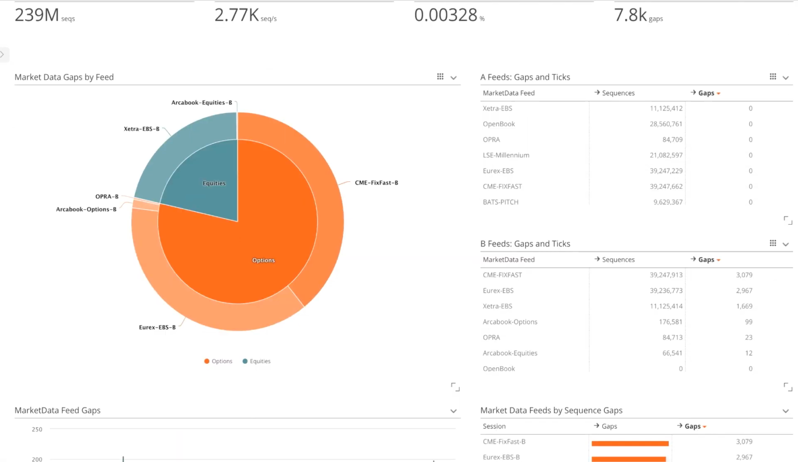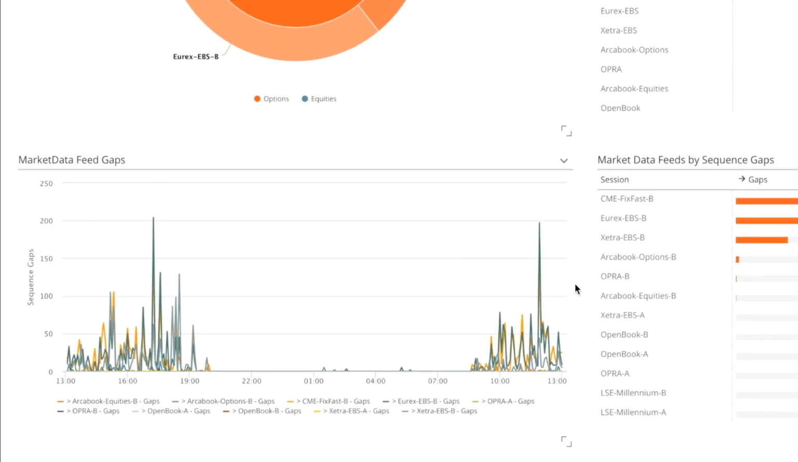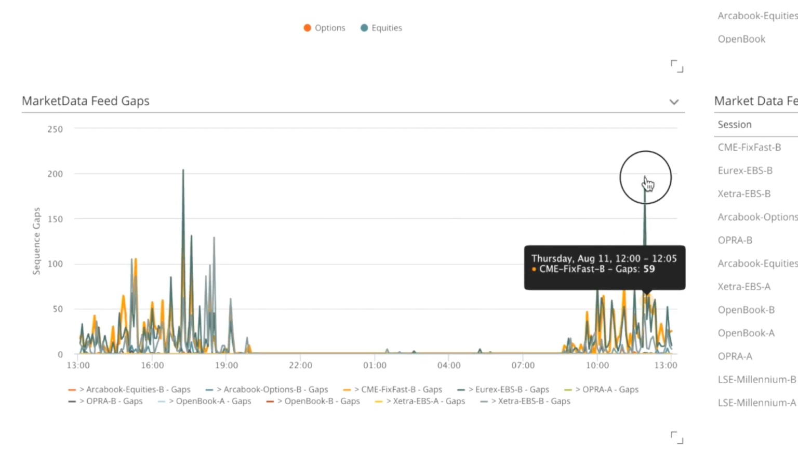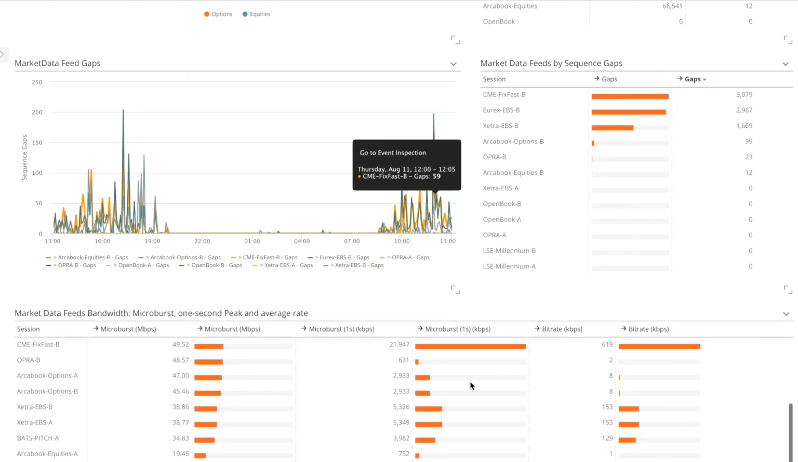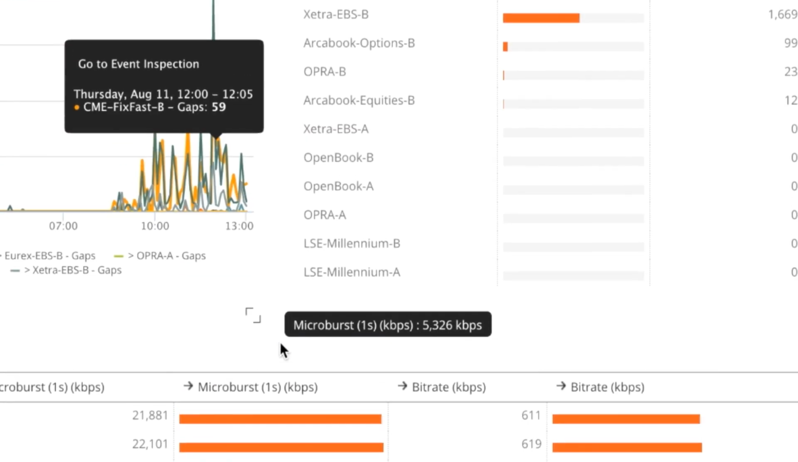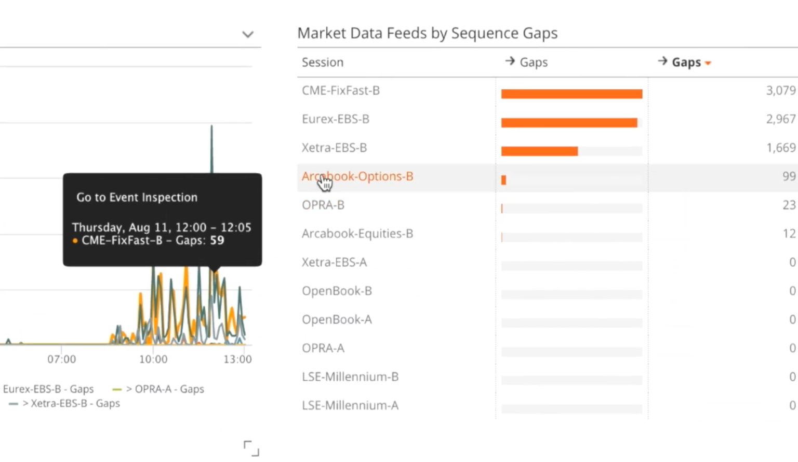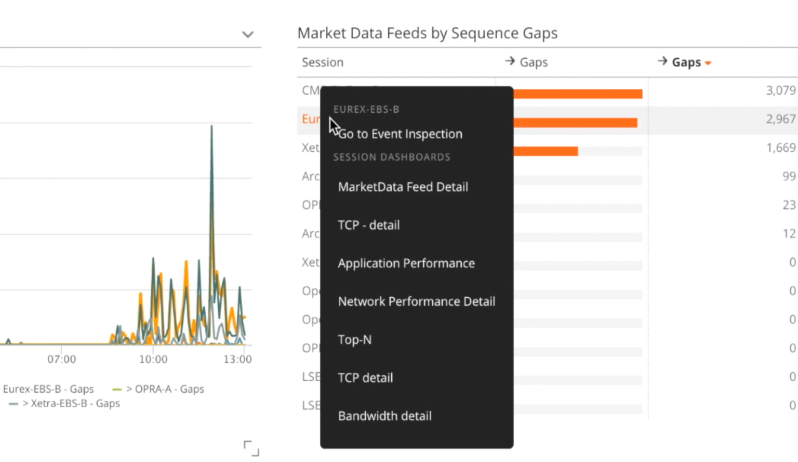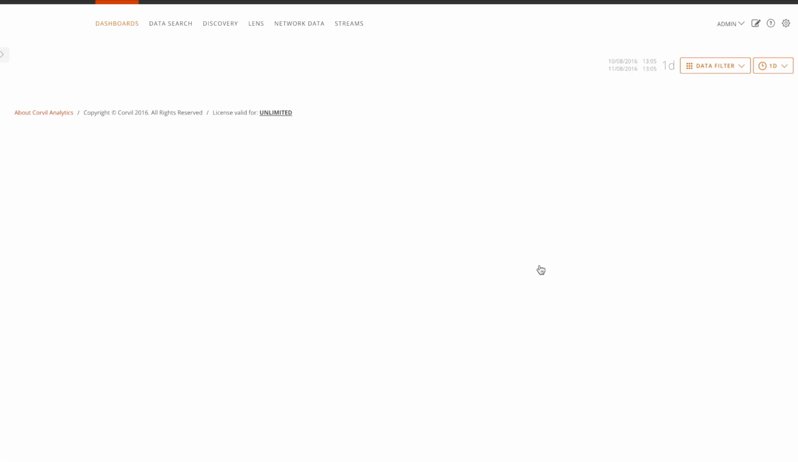Now, if I scroll down a little bit further in this dashboard, we can see we have a time series of the gaps, and I can hover my mouse over to see when they're occurring. A little bit further down, we're looking at microburst activity of the different feeds. But let's drill into one of the feeds that has a problem, and I'm going to pick the Eurex EBSB feed. If I click on that, we get a couple of options, and I'm going to go and look at the market data feed detail.